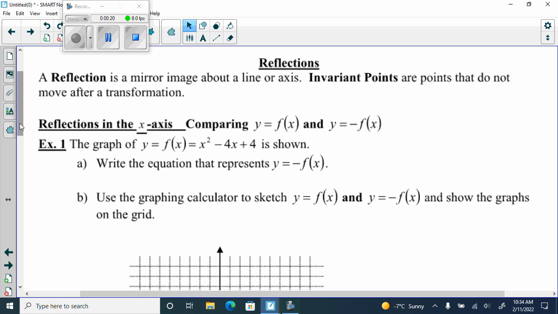Reflections are a mirror image about a line or an axis. We're not doing lines in 30-1. It used to be in the old curriculum, which is really old because 2011 was the last time the old curriculum was done. So invariant points are points that do not move after a transformation. So we're going to do reflections in the x-axis, where graphs are up here and down here, or they're down here and now they're up here. Or reflections in the y-axis, where they're over here and now they're over here. Do you reflect about the y-axis, or are we going to reflect about the x-axis?